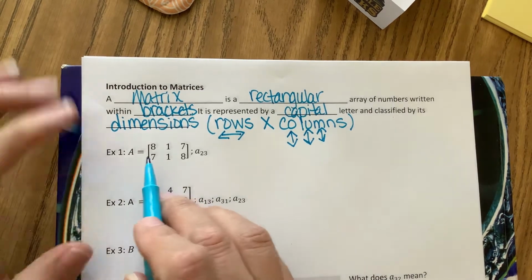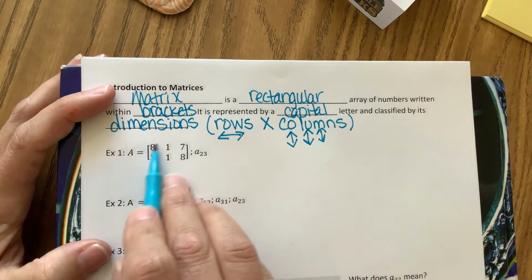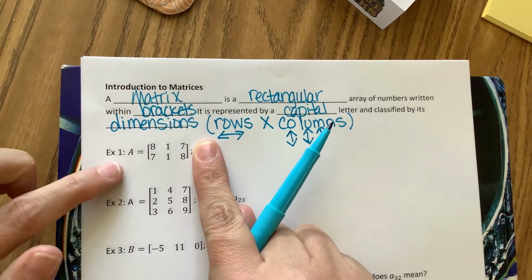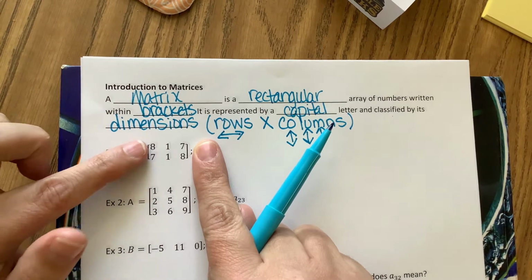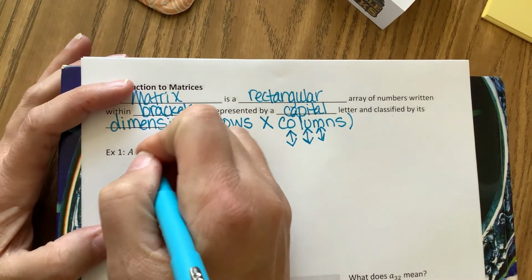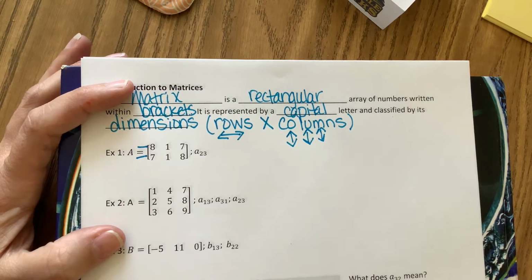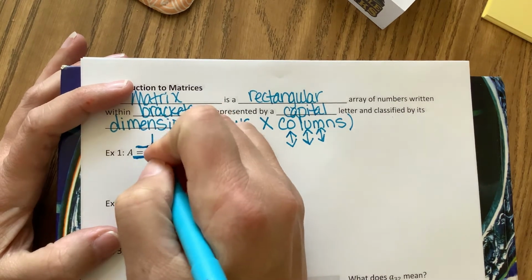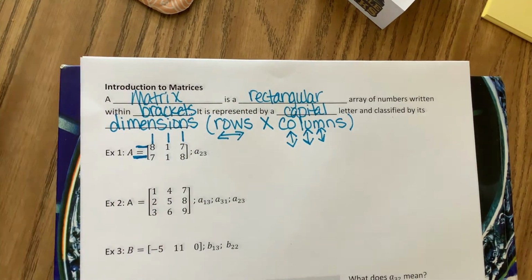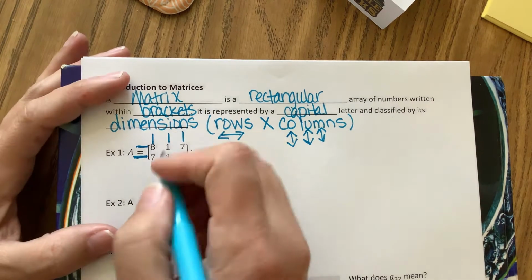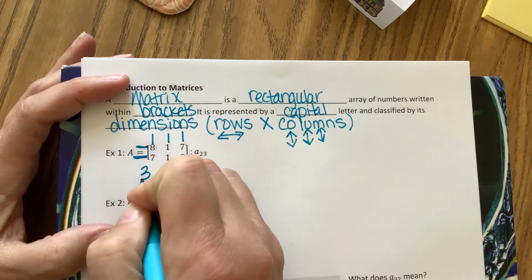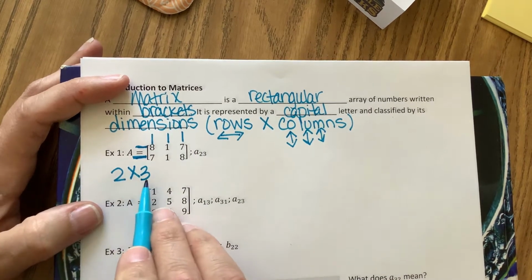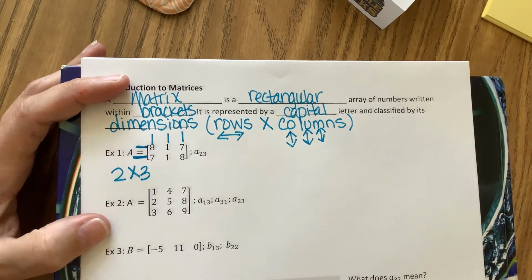In example one, we have matrix A, which has these six numbers in it. We'll ignore that little A23, and we'll get to that in a second. This matrix A has two rows. The rows go side to side, so there's two rows and three columns. Rows go side to side, columns go up and down. So we call this matrix a 2x3.